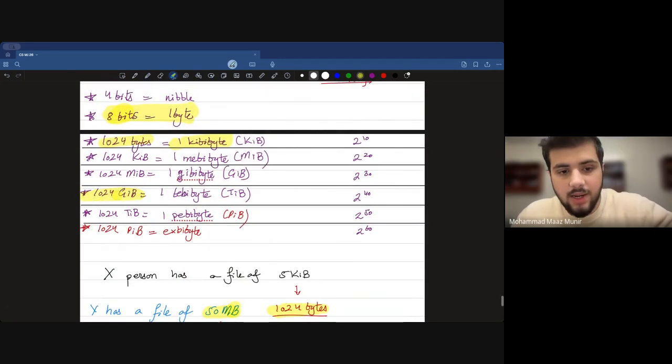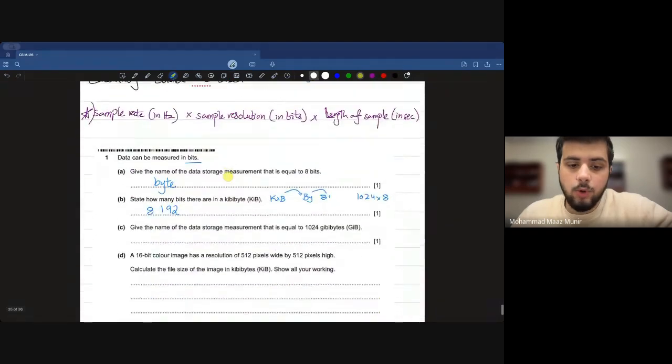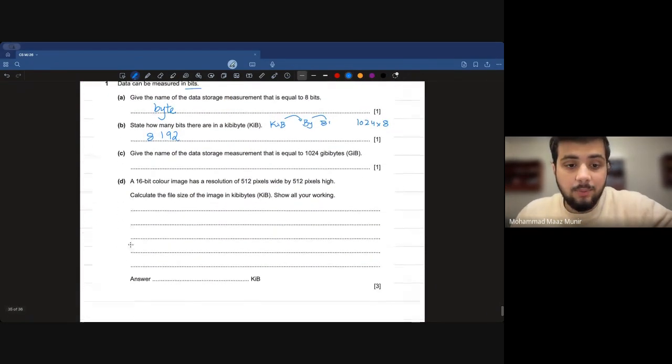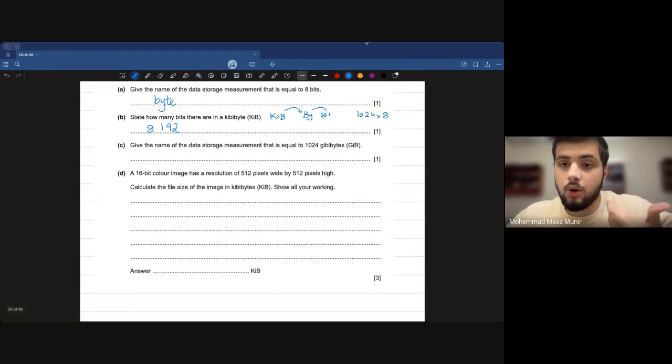So 1024 gigabytes is equal to 1 terabyte, right? Again, this is something you would memorize, and once you start practicing, it's going to be learned on your own. So no one should get worried about rote learning or anything. It's pretty much very straightforward. So this answer is 1 terabyte.